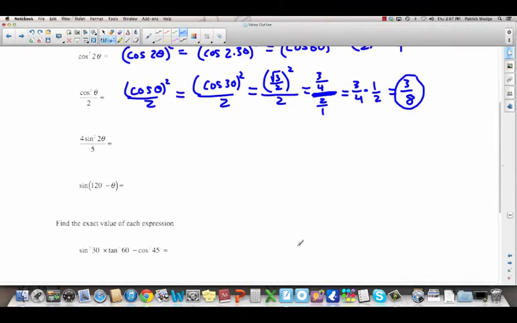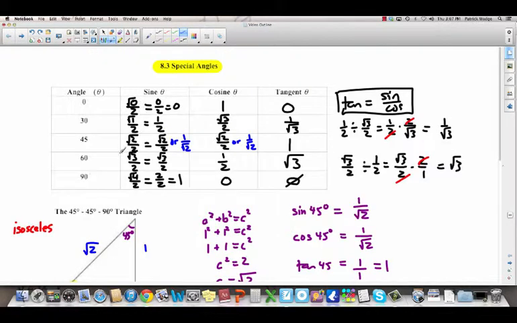Alright, next, 4 sine squared 2 theta over 5. Wow, crazy. So this means 4, and then sine 2 theta squared divided by 5. Okay, 4 sine, let's just do this. 2 times, you know it's 30 degrees, so this means sine 60 squared over 5. How much is sine 60? Sine 60 is root 3 over 2.